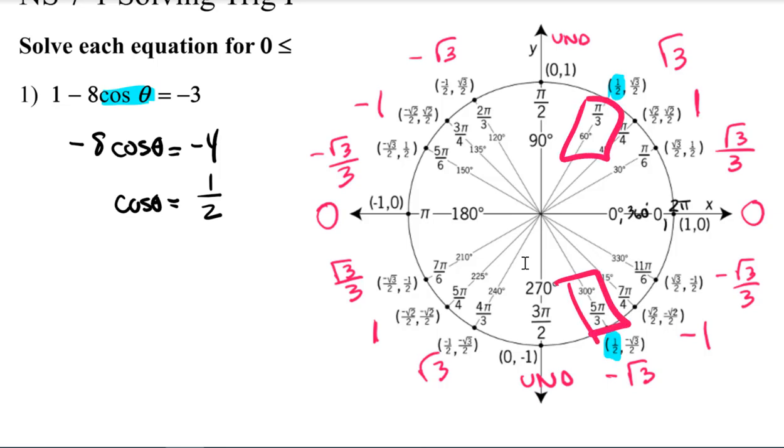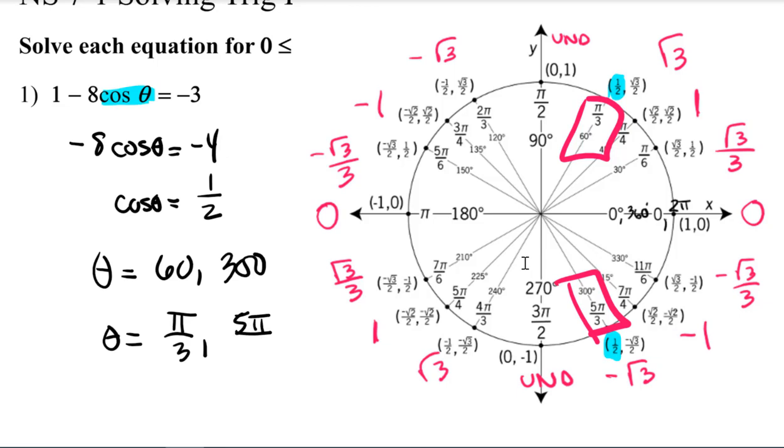So my two answers for this type of problem are going to be, theta equals, because that's our angle, 60 degrees and then also 300 degrees. Those are our two answers in degrees. Then in radians, those same values, theta would be equal to pi/3 and also 5 pi over 3.